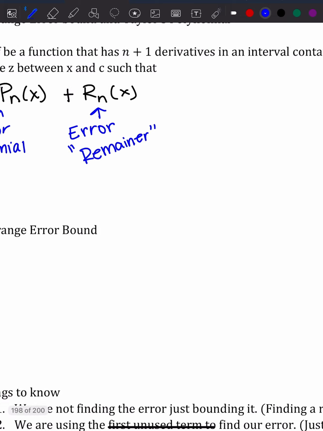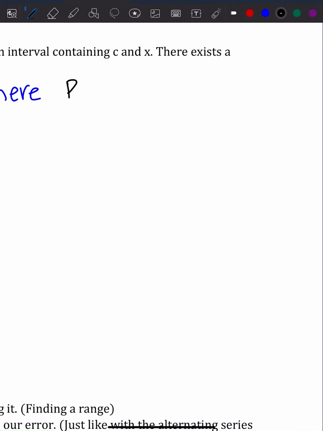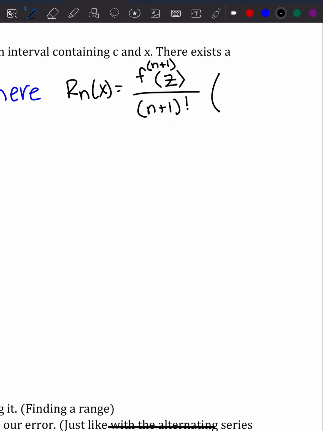Okay, so this is our function. The other caveat here is we have a formula for this remainder. So where r sub n of x is equal to a very specific function. That function is the n plus 1 derivative of f evaluated at z divided by n plus 1 factorial times x minus c to the n plus 1.